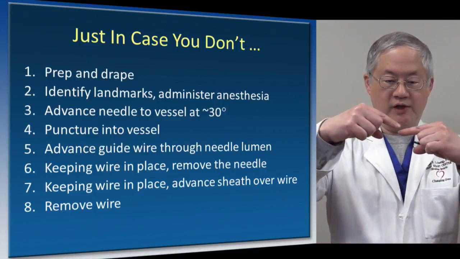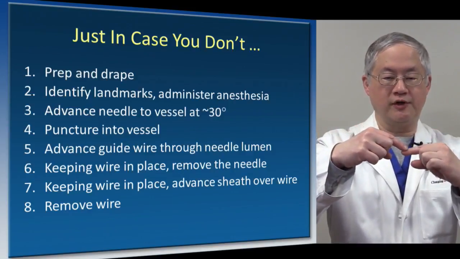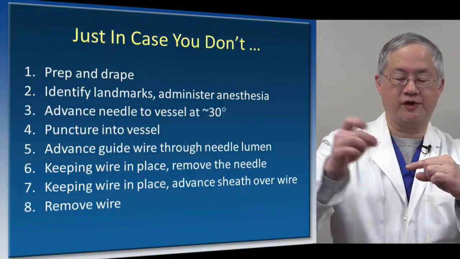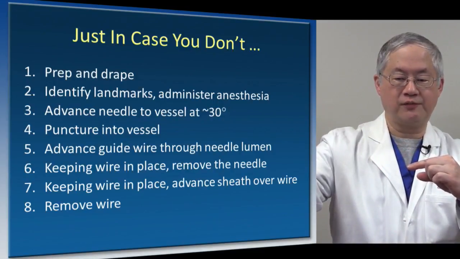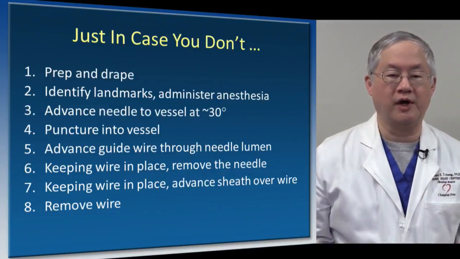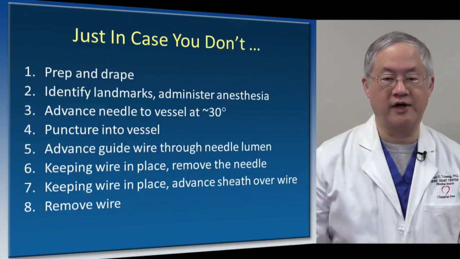Once the needle is in the vessel, then you advance the guide wire through the lumen of that needle into the vessel. Keeping the wire in place, the next step is to pull the needle out. And then with the wire again in place, you advance a sheath over the wire and then you remove the wire. Voila, you have vascular access.